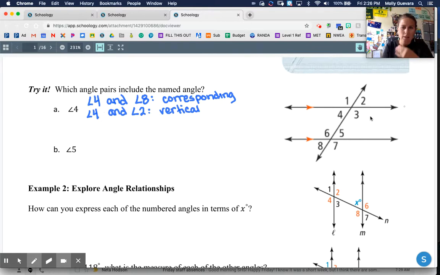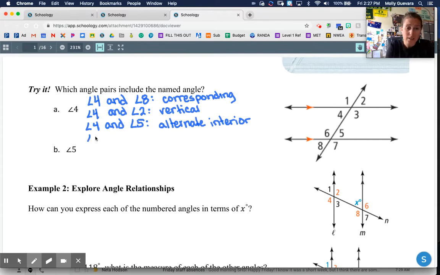Okay, so do you see, I see angle 4 and angle 5 are alternate interior. So angle 4 and angle 5 are alternate interior. What else do I see? I see 4 and 6 are same side interior. Angle 4 and angle 6 are same side interior.